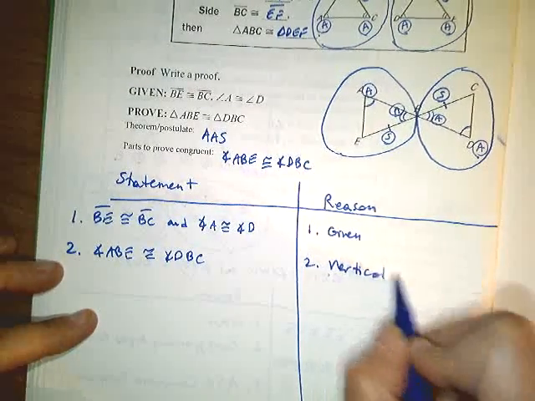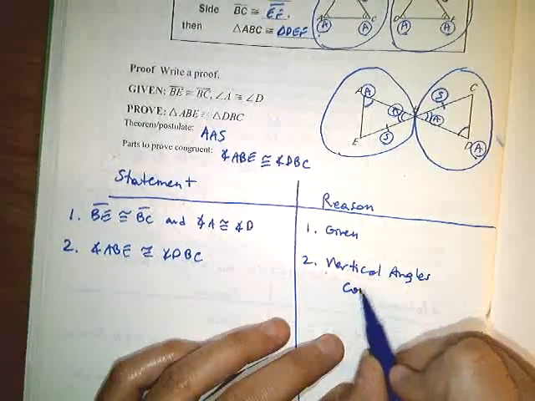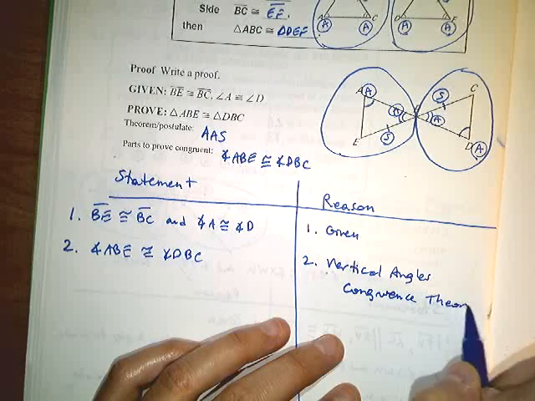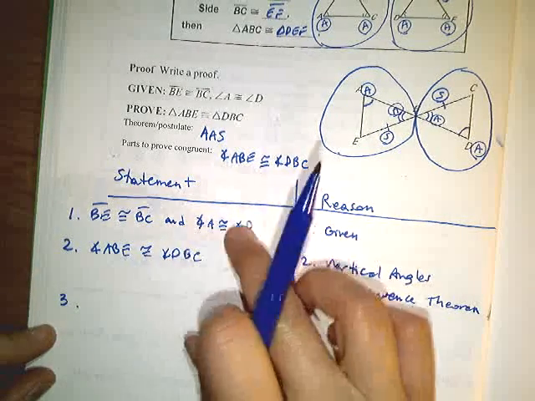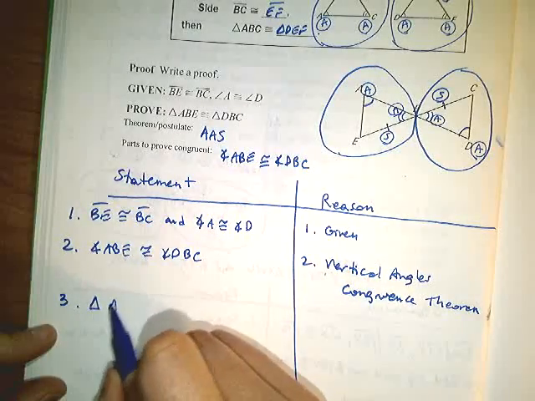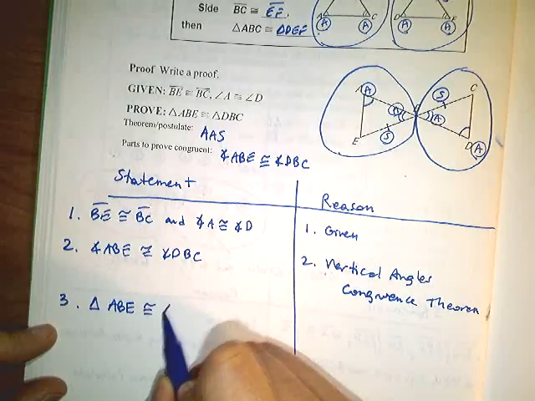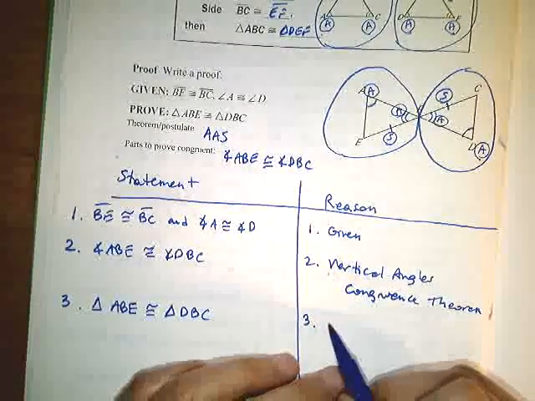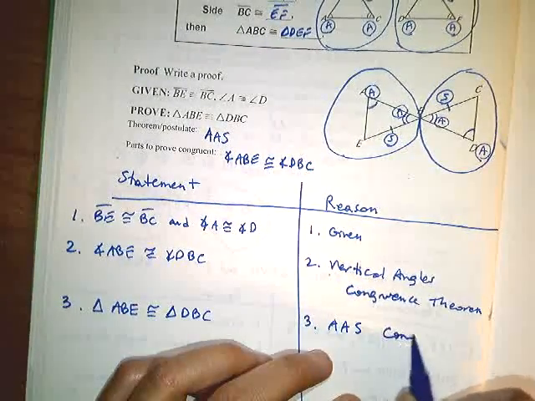because of the vertical angles congruence theorem. And then I would have my angle-angle side pairs. So I could say that triangle ABE is indeed congruent to triangle DBC by the angle-angle side congruence theorem.